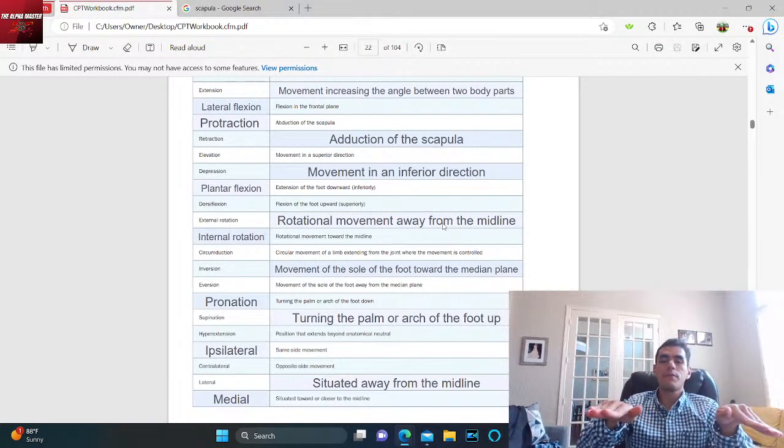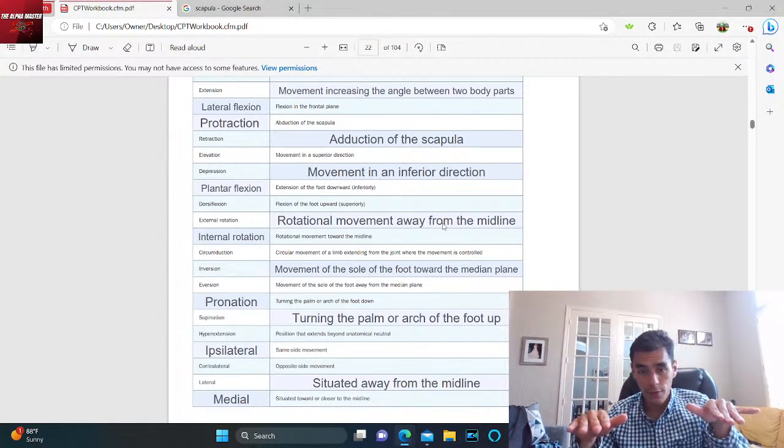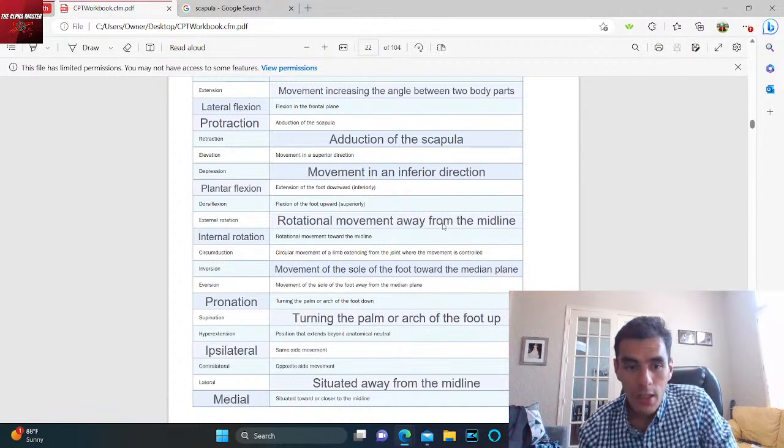Inversion is going to be movement of the sole of the foot toward the medial plane. So inversion is when the foot goes toward the medial plane, and eversion is movement of the sole of the foot away from the medial plane. So you're putting your foot in, that's inversion, and eversion is movement of the sole of the foot away from the midline plane.